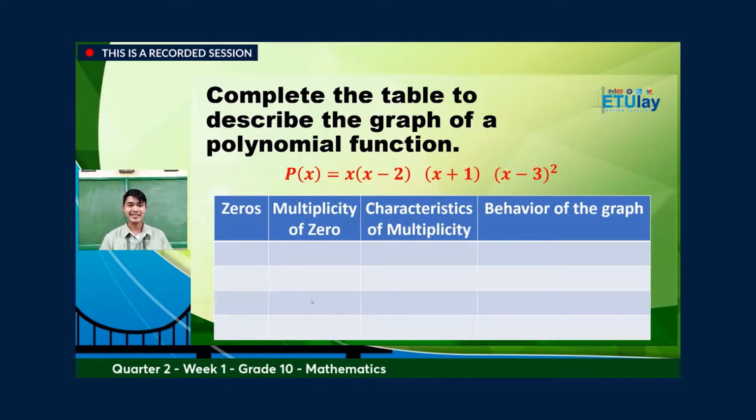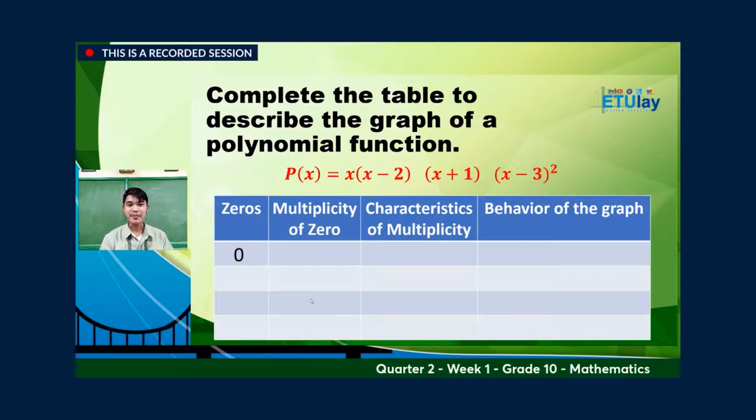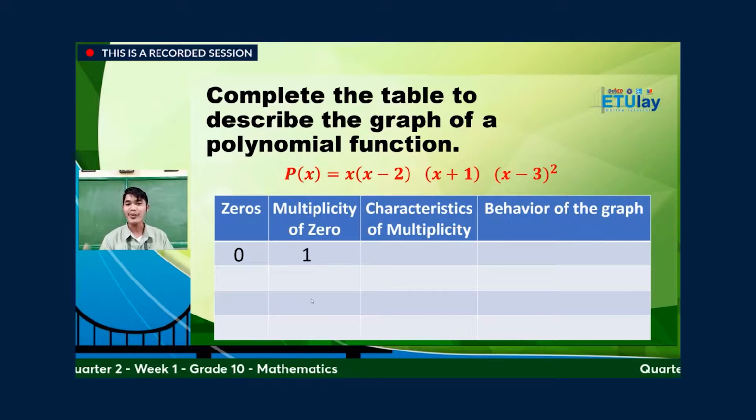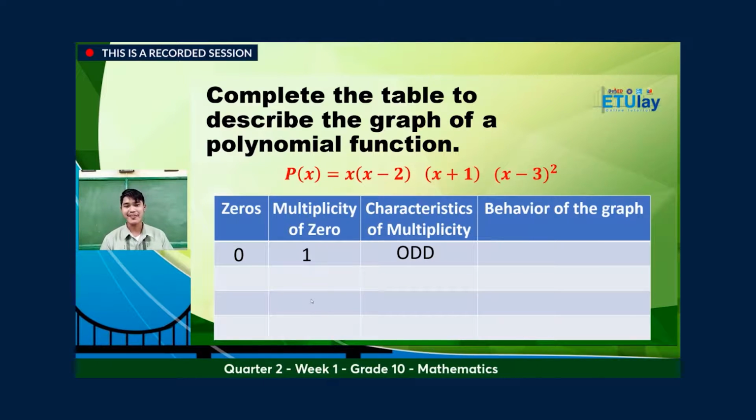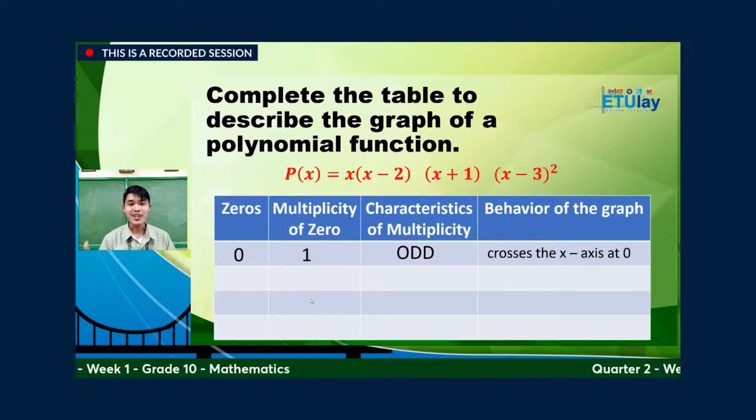Okay, let's start. Our first 0 is 0, and its multiplicity is, the answer is 1, and 1 is odd. Now, since 1 is odd, what is the behavior of the graph? Okay, it crosses the x-axis at 0.